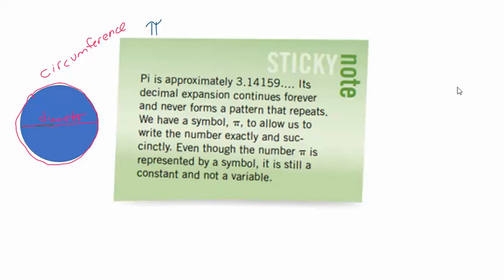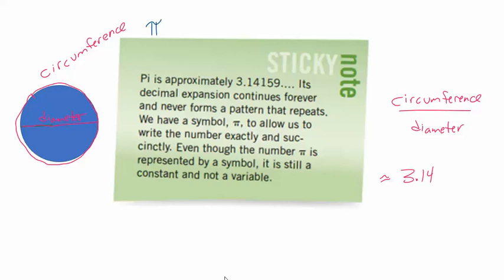Now, take those two numbers, your number for the circumference, and divide it by the diameter. And the better measuring you did, the closer you're going to come out to 3.14, no matter what circle you started with. That's what pi actually is.